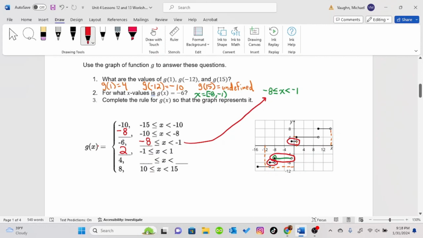G of x equals 4 between blank included and blank not included. That's the next line segment. And we can see the solid point at 1 and the hollow point at 10. So this is how we use graphs of piecewise functions to answer questions about it.